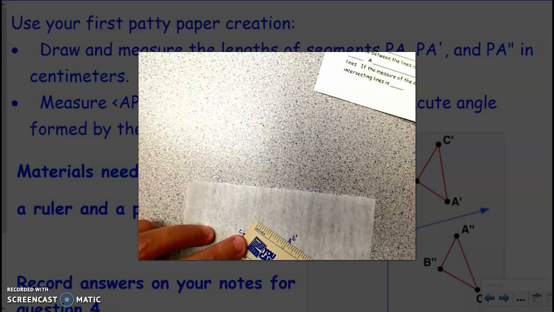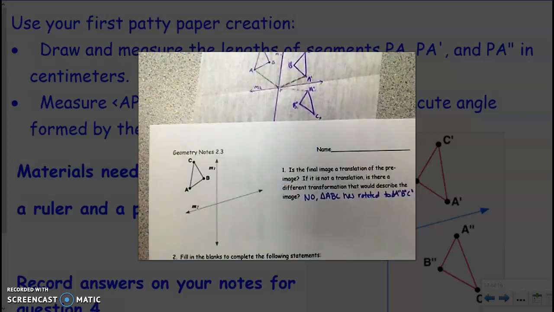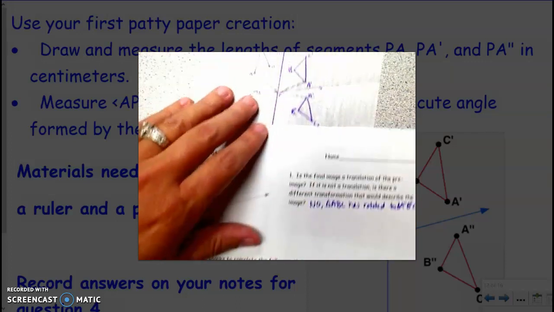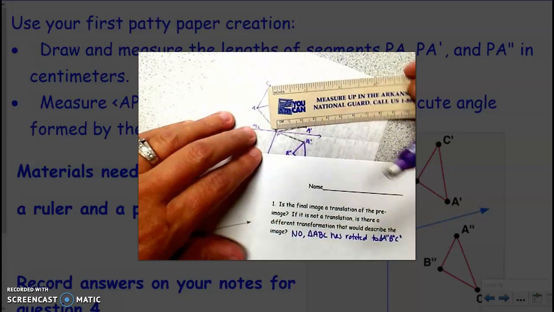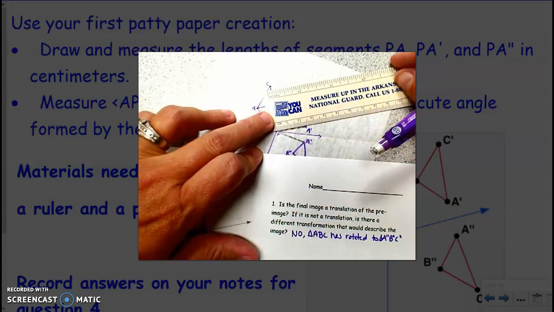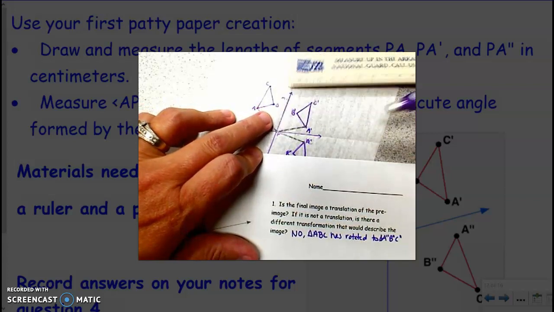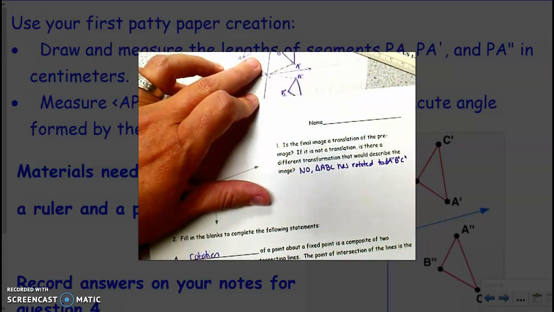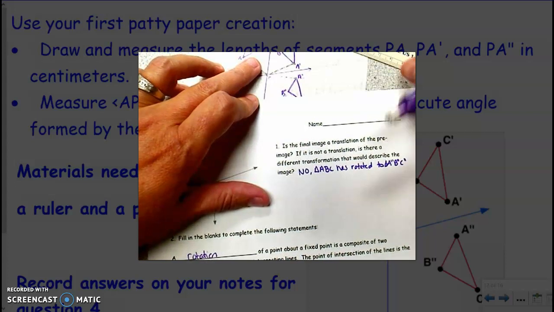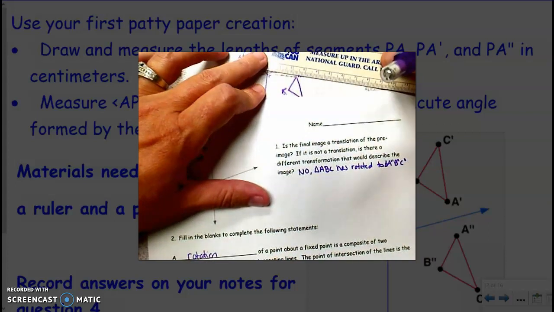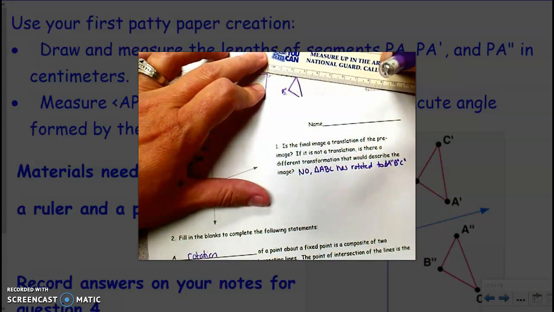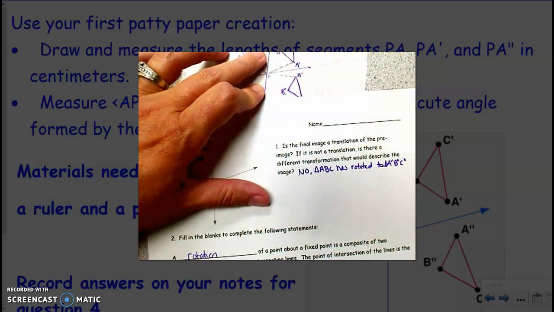Okay, so again, I'm going to use centimeters. So that appears to be 2.4 centimeters for the first one. And then this is also 2.4 centimeters. And then the last one is also 2.4 centimeters.